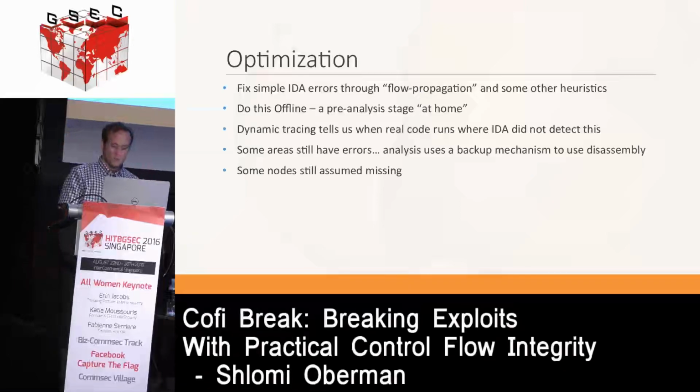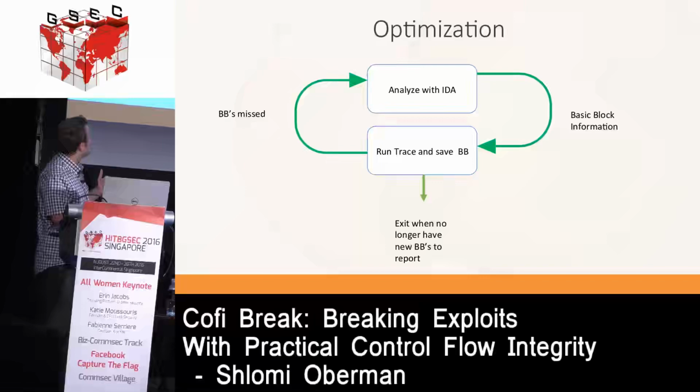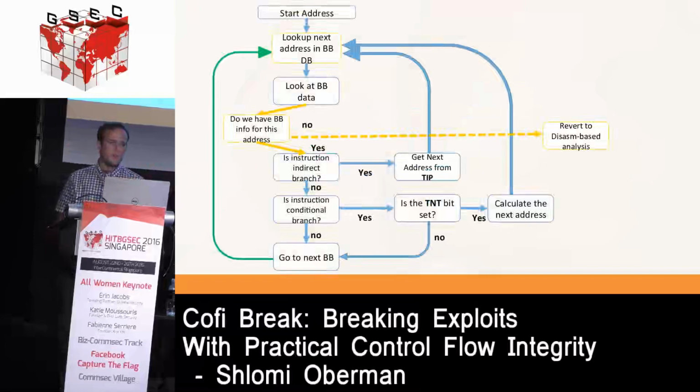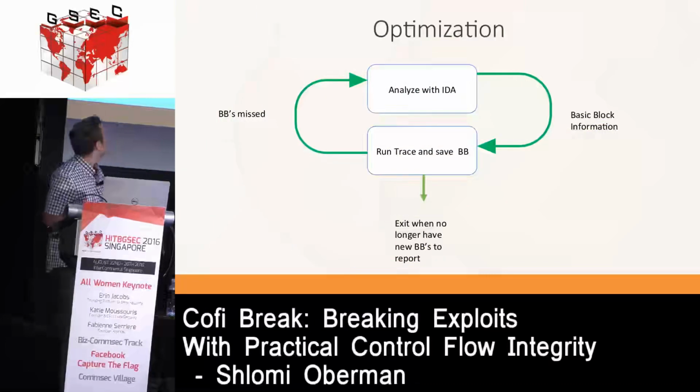And another thing we can do is, after we analyze with IDA, we can run the trace and see where we have errors, right? See where the code actually goes, but we don't have basic blocks for that area. Then we take the basic blocks that we saw in the real execution, and we put them back in the IDA analysis. And when we see that we're no longer missing basic blocks, we now have an exact basic block representation.